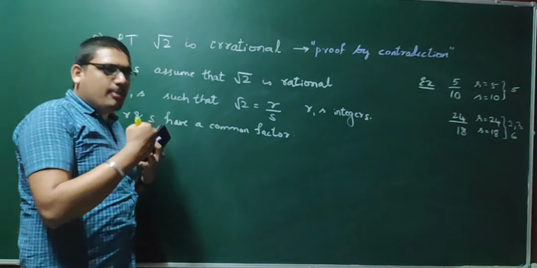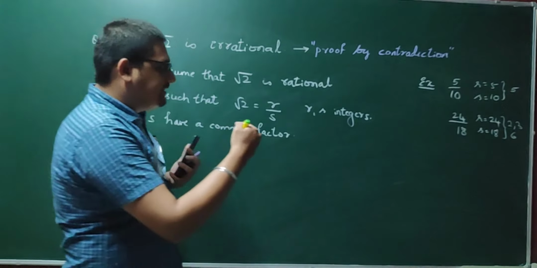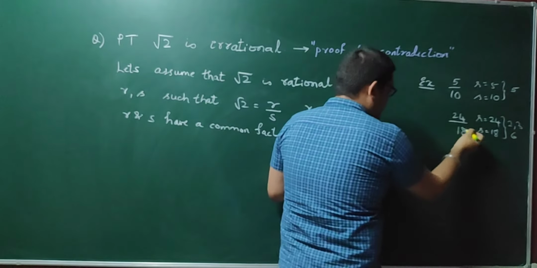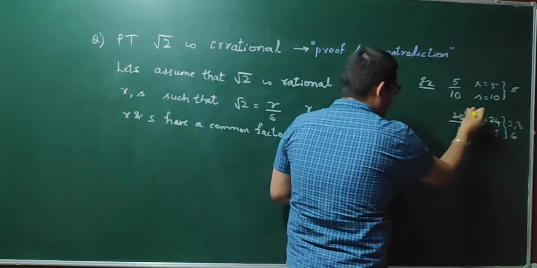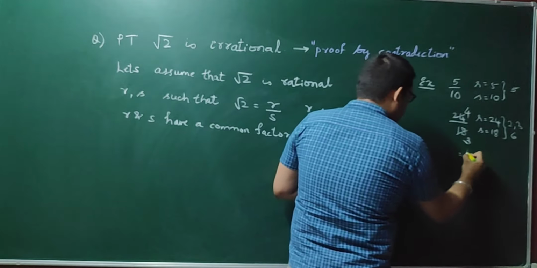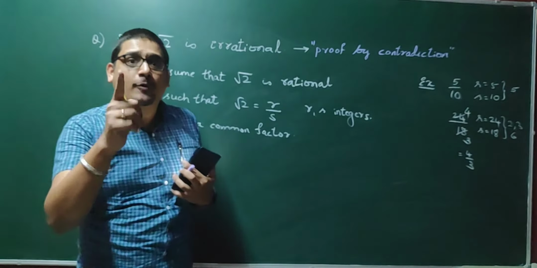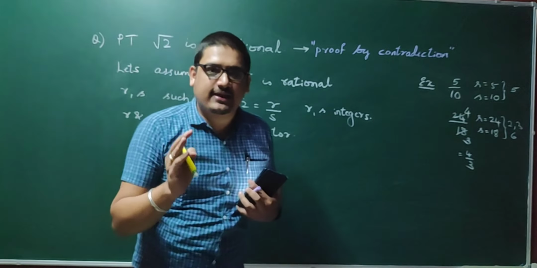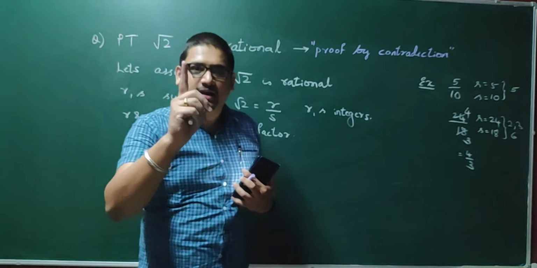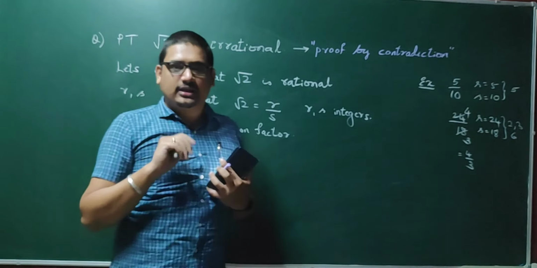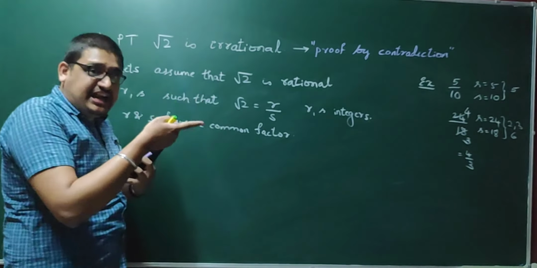So, if there is a common factor and we divide by it, supposedly I did now, 6 3s are 18, 6 4s are 24. I got my resultant as 4 by 3. Now you observe 4 and 3 are co-primes. What do you mean by co-primes? Those numbers having 1 as the common factor. There is no other common factor.